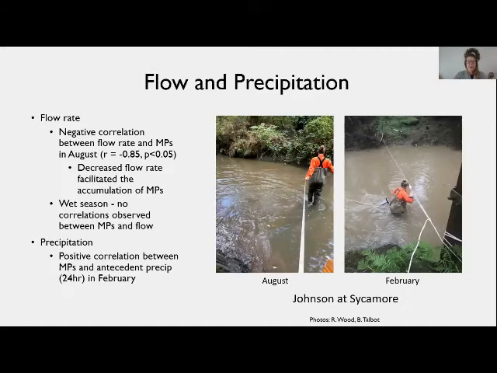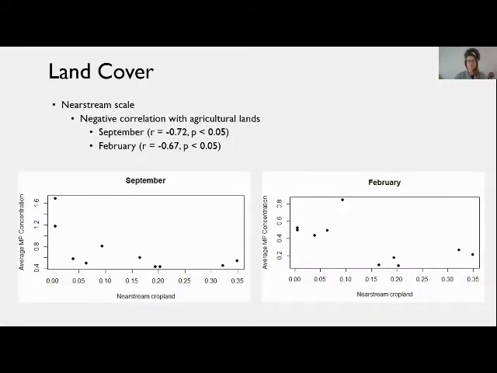And kind of going hand in hand with the previous slide, there was a negative correlation between flow rate and microplastics, although this was only true for the August sampling session. So again, lower flow rates might have resulted in microplastic accumulation. And in terms of precipitation, we did see one correlation. We saw a positive correlation between microplastics and precipitation occurring within 24 hours of our February sampling session. And the pictures here just show the difference between sampling sessions between the dry season and the middle of the wet season. This is the Sycamore site located along Johnson Creek.